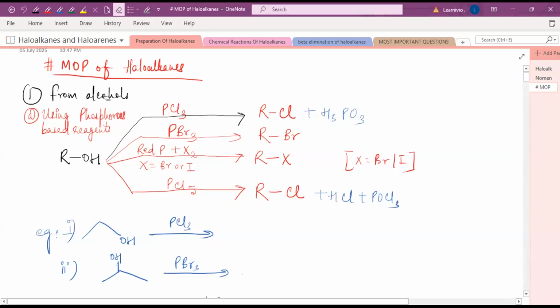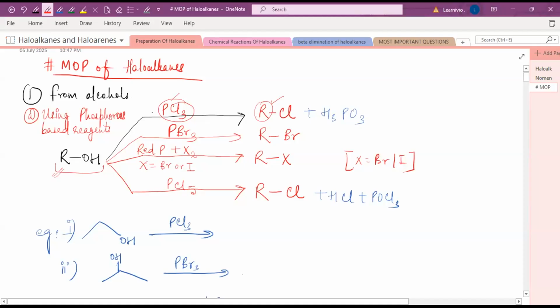So first preparative method is using phosphorus based reagent, right? From phosphorus based reagent we can make haloalkanes. So when your ROH group, R is any alkyl group here, and OH, you know very well, it's alcohol, right? So any alcohol, when you react with PCl3, which is basically a phosphorus-based reagent, you will get RCl, right? R is any taken alkyl group. If it is CH3OH, you will get CH3Cl when you use the reagent PCl3, right?